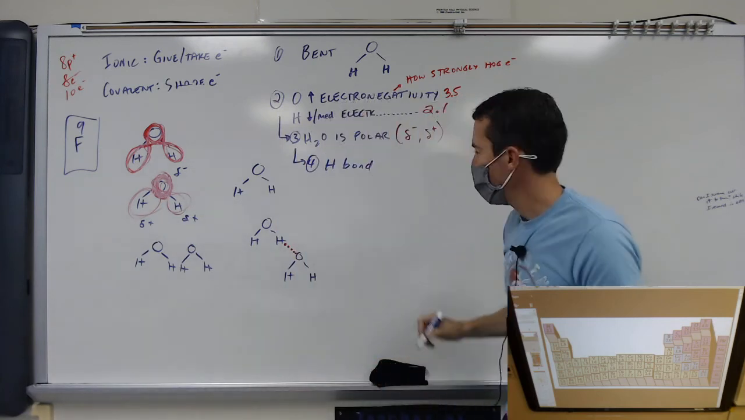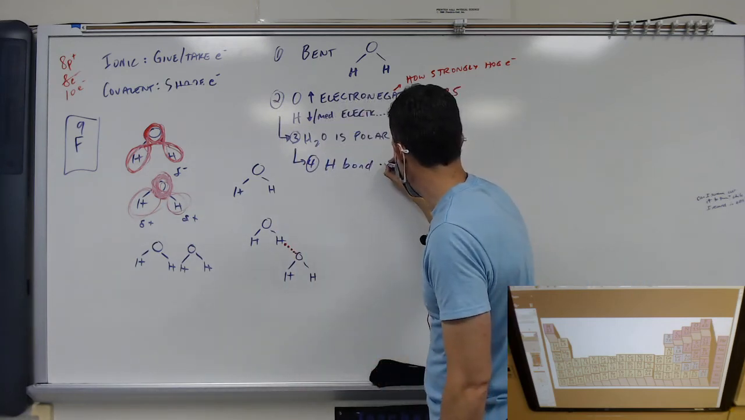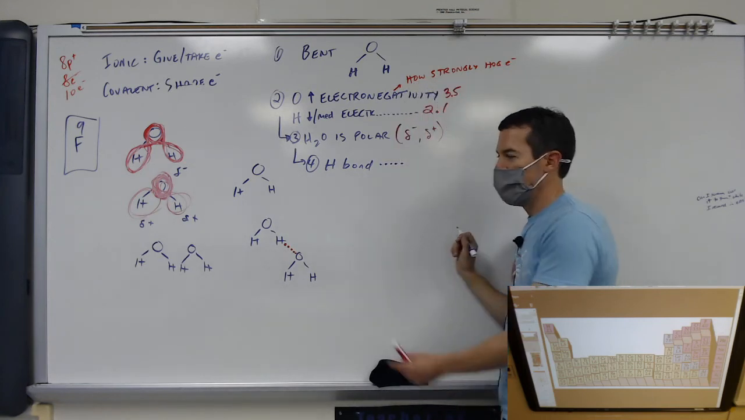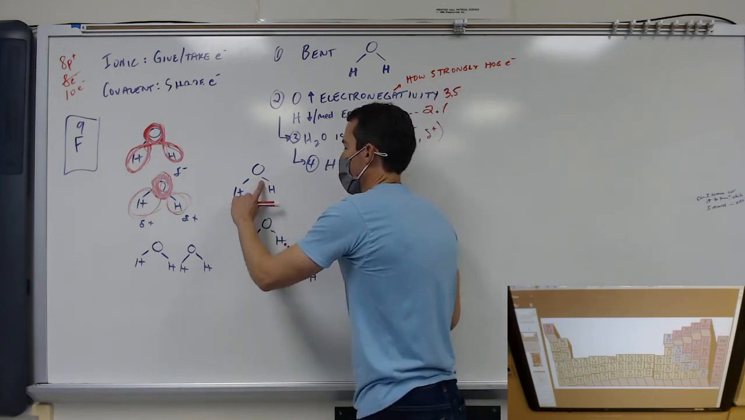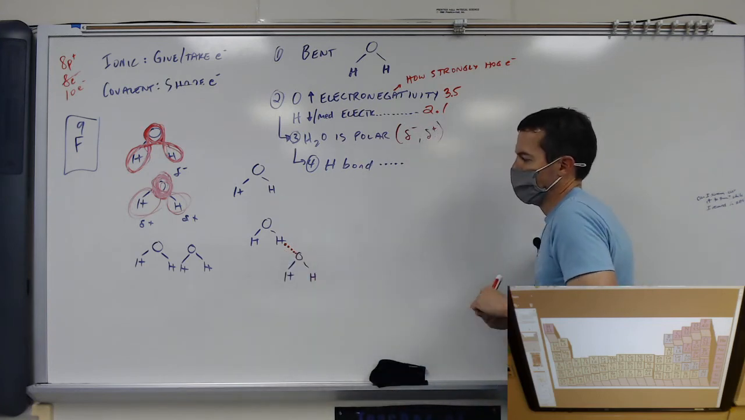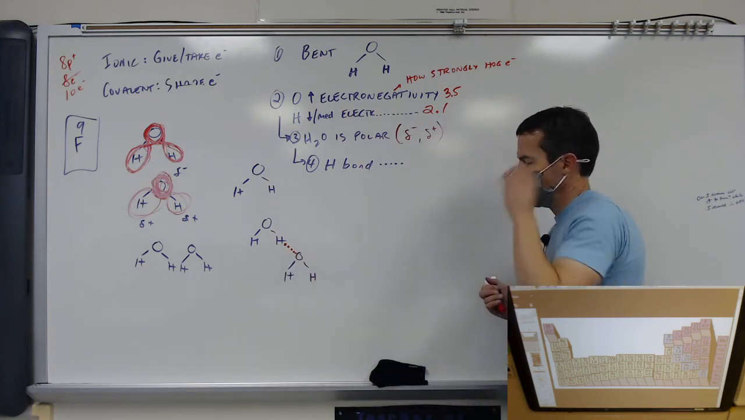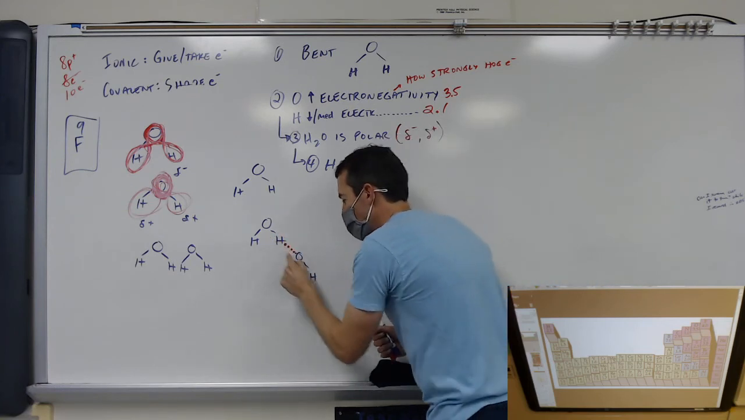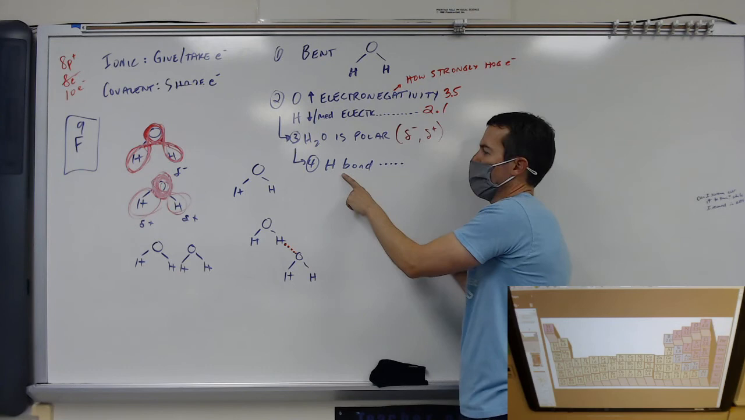And hydrogen bonds are always represented with dotted or dashed lines. Covalent are always solid lines. Hydrogen bonds are always dotted or dashed lines. Okay, so between 2 water molecules, I have a hydrogen bond.